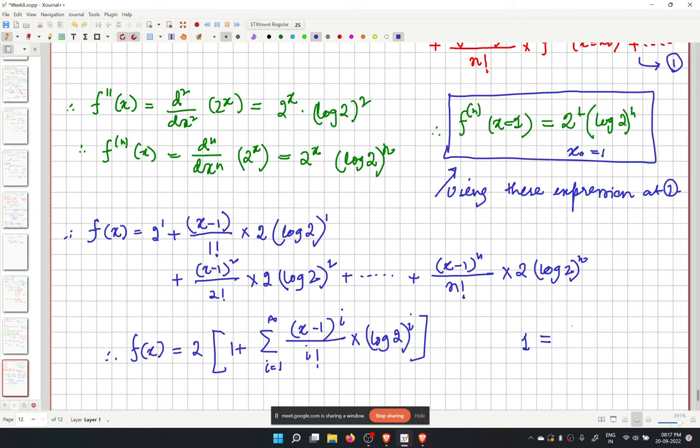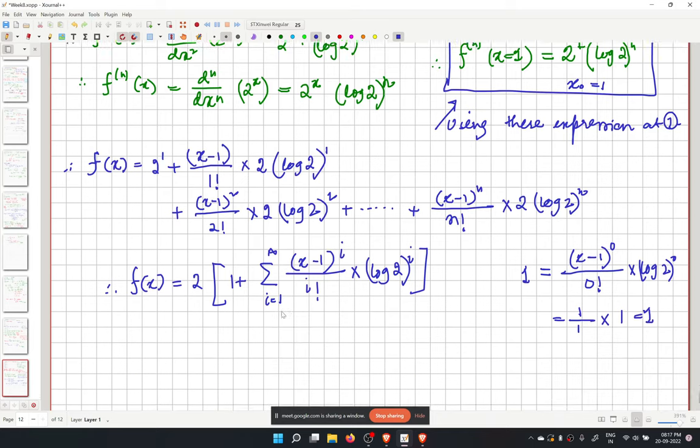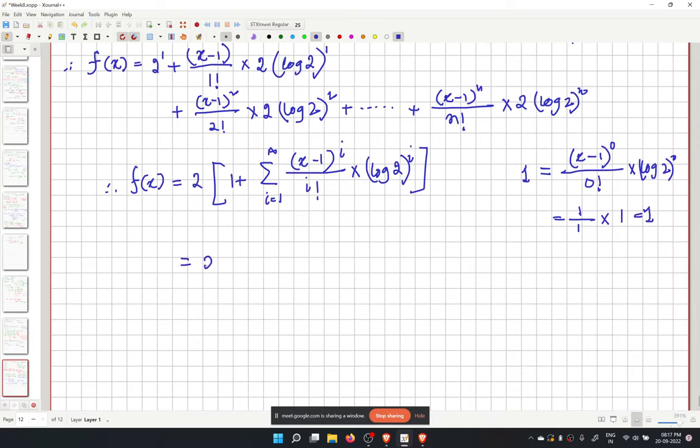So we can write this as (x minus 1) to the power 0 by 0 factorial times log 2 to the power 0. Now you see that (x minus 1) to the power 0 will be 1, 0 factorial is 1, so this will be 1 by 1 times again log 2 to the power 0 will be 1, so this is 2. So we can rewrite this as 2 times summation i equal to 0 to infinity (x minus 1) to the power i by i factorial times log 2 to the power i. Okay.